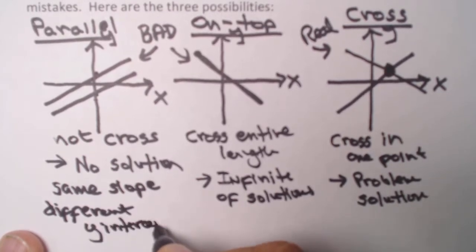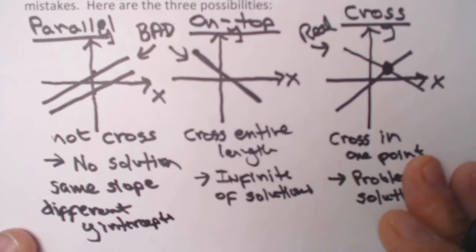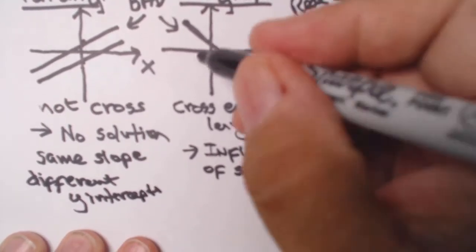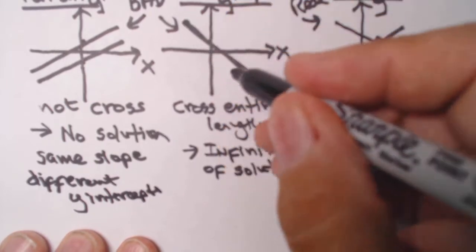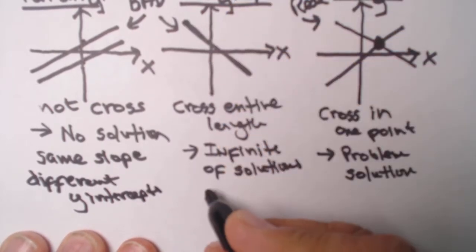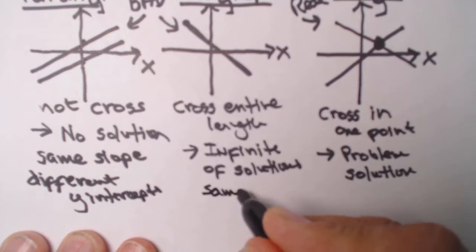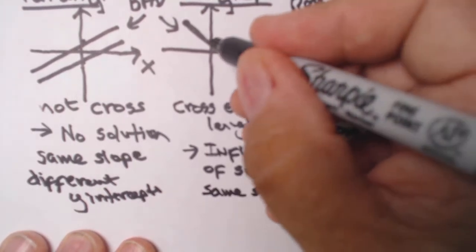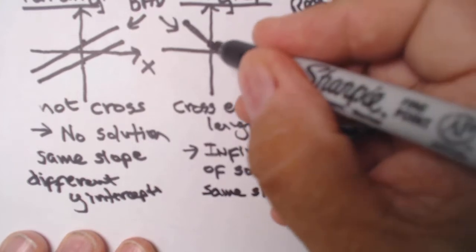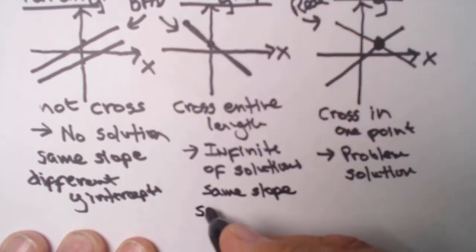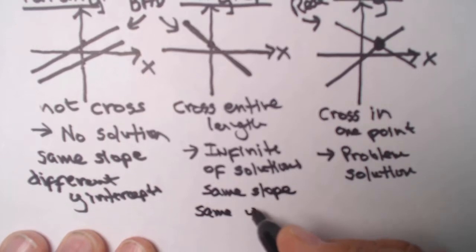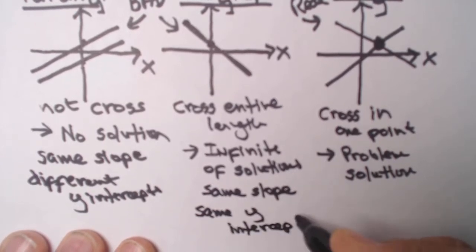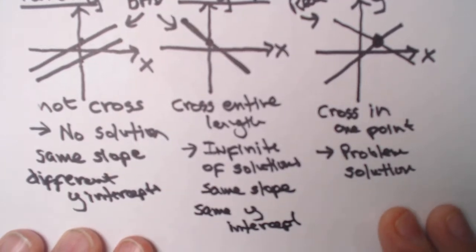Okay, let's take a look at the next one here, our on top of case. The on top of case, again, obviously they've got the same slope because they're on top of each other. So we've got the same slope, but now notice something else is the same. They both have the same y-intercept. Now you're wondering, where in the devil am I going with this? Well, here we go. The punchline is coming up real quick.